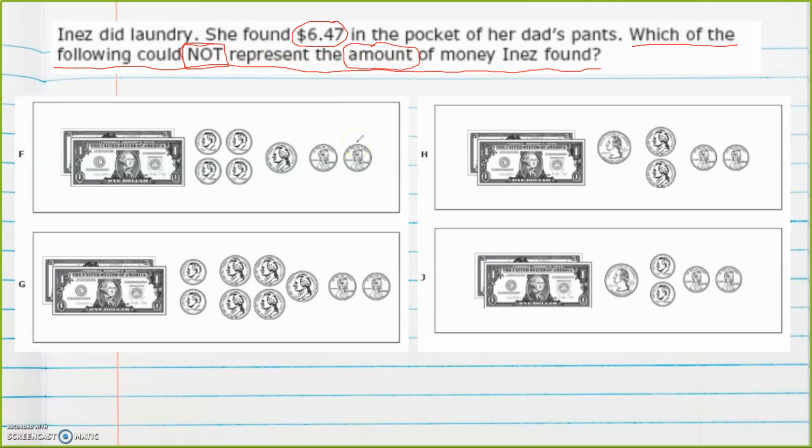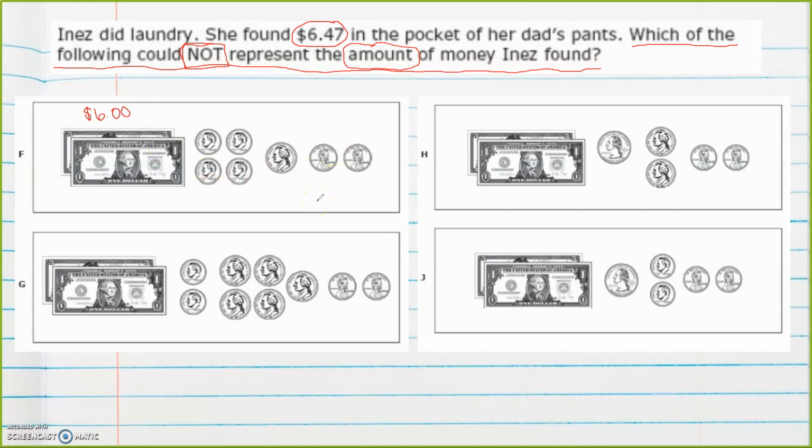So before we can calculate our totals, we need to, of course, label, just like Addie said. So let's look at F first. Right here, if you can see, we have a $5 bill and a $1 bill. So 5 plus 1 is 6. So we have right here $6 with those bills.